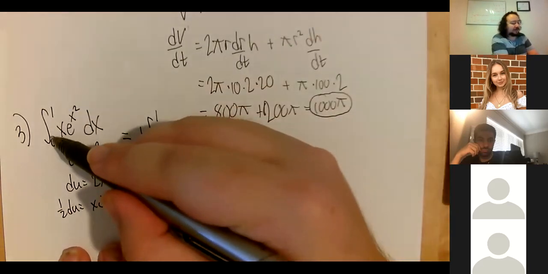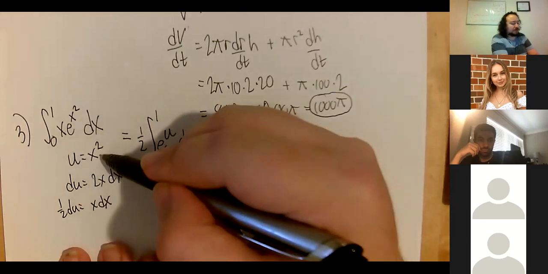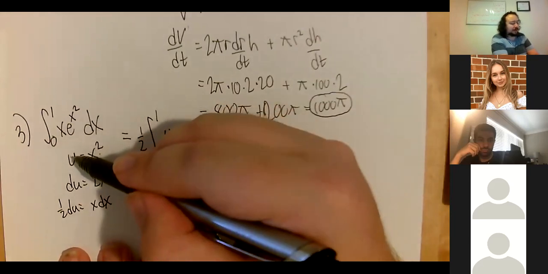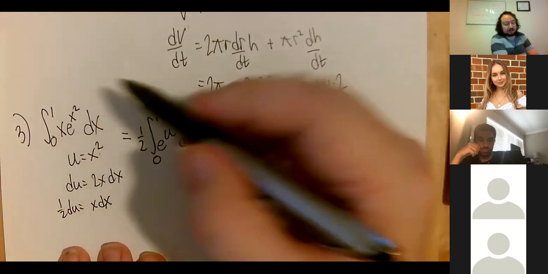You take the old x value for your old integral, put it into your formula for u, whatever you get out of it is your new lower bound. And then we do the same thing for the upper bound.